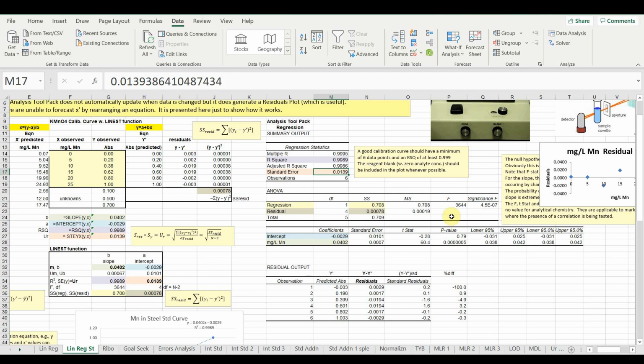I'll mention it briefly. An F-stat is calculated. Notice it's very high, and a probability value. Now, the null hypothesis for regression is that there is no relationship between X and Y. The significance that's determined here is 4.5 times 10 to the minus 7, which is essentially 0. Therefore, we would reject the null hypothesis and say that yes, there is a very strong relationship between X and Y, but we knew this or we wouldn't be doing it in the first place.